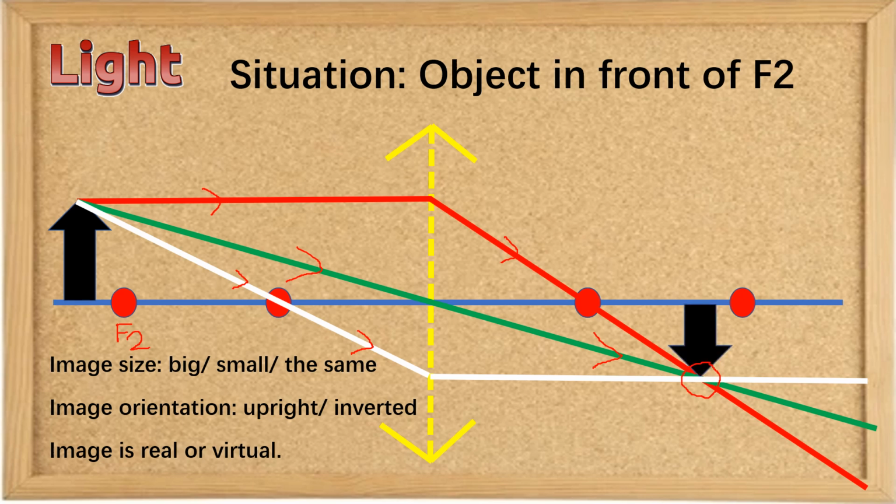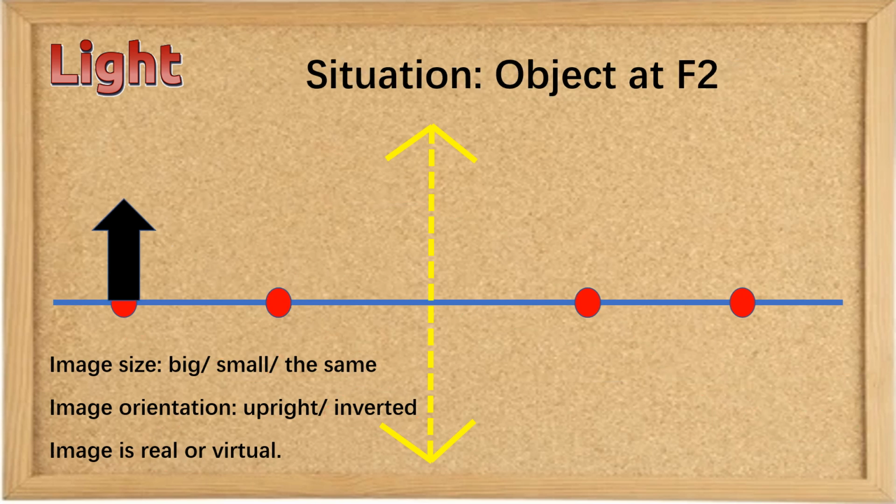So the question is, what is the image size? The image size is smaller. Very good. And then how about the image orientation? The image orientation is inverted, and the image now is therefore real.